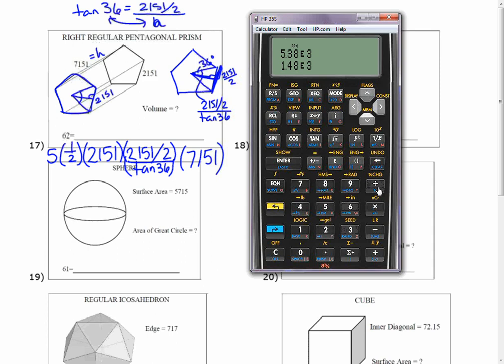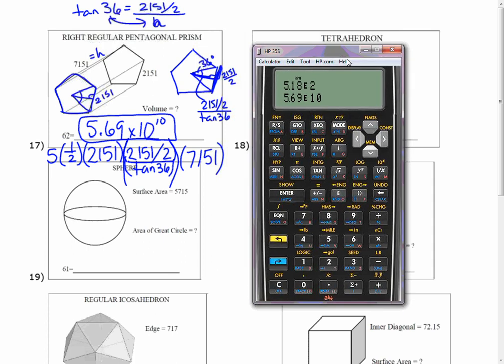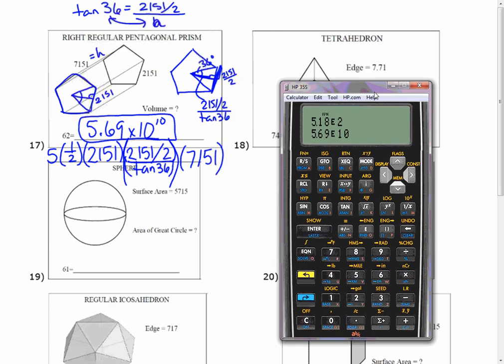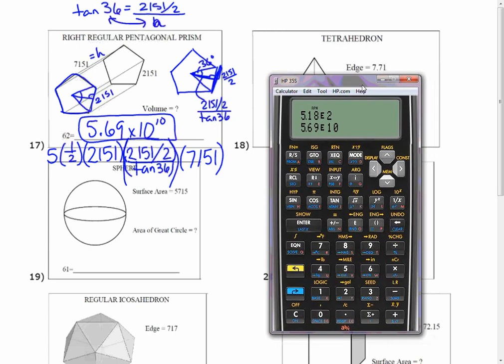So now I'm done with that set of parentheses that I have right here. So now I can multiply it by what I've already put in before. And then I can multiply by that height, 7151 times. And that finishes it up. And I get a volume then of 5.69 times 10 to the 10th. I know there's a formula that you can use using the apothem, but that's not coming to me right now. So you can look and see if you can find a shorter way to work that one.